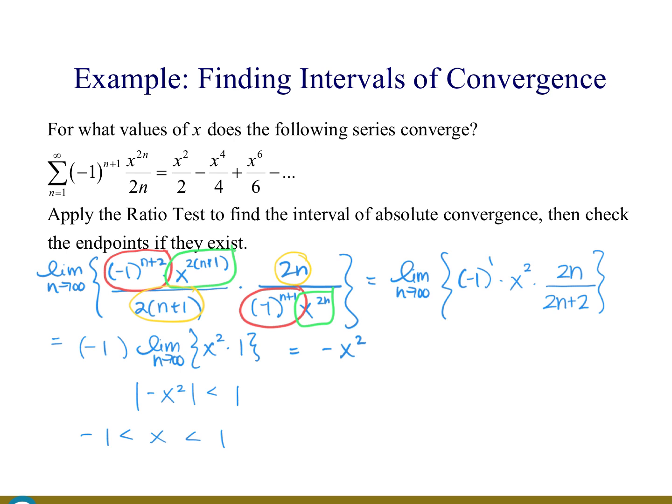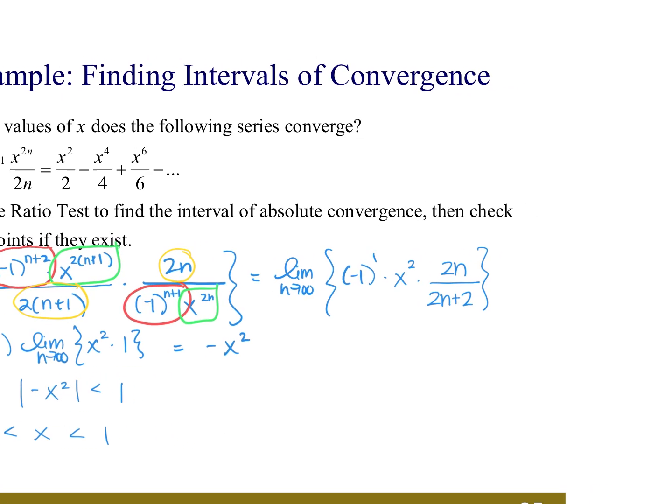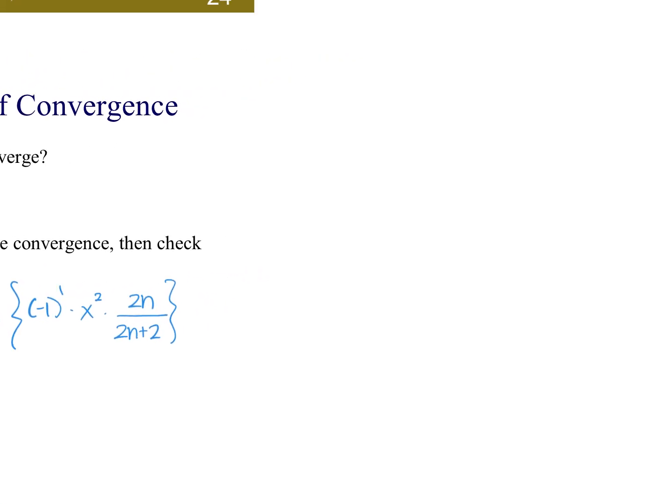Now, we need to investigate what happens at 1 and -1 exactly. We know that it's going to converge if it's between -1 and 1. As long as x is between 1 and -1, then this power series will converge. But we need to investigate what's going to happen if x is actually equal to 1, and what if x is actually equal to -1? Then what happens? So I'm going to slide over a little bit, give myself a little room on the side, and I want to look at checking my endpoints.